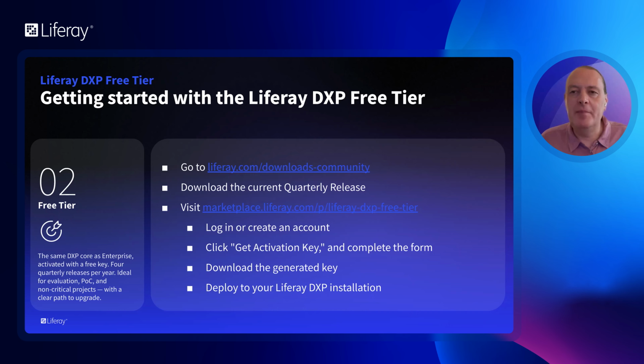Once you've accessed this page and downloaded the software, pop over to marketplace.liferay.com/products and choose Liferay DXP free tier. Log in or create an account, click on the Get Activation Key link and complete the form. Your activation key will be generated instantly and made available for you to download. Then you simply download it, deploy it to your Liferay DXP installation, and you're away. Keys will expire 12 months after they are issued, but note that this isn't a limited term. You can simply go back to the marketplace and generate a new key at any time you want.